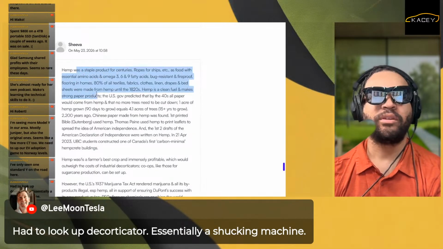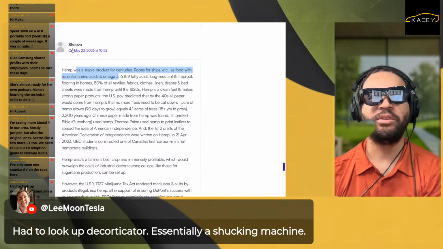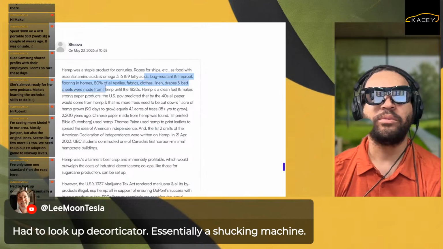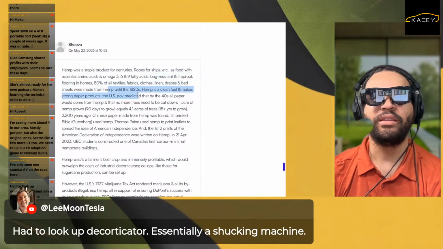Hemp was a staple product for centuries. Ropes for ships, as food with essential amino acids. I didn't realize people ate just hemp. That's interesting. Omega-3 and 6 and 9. Bug-resistant and fireproof flooring in homes. 80% of all textiles, fabrics, clothes, linen, drapes, and bed sheets were made from hemp until the 1820s.